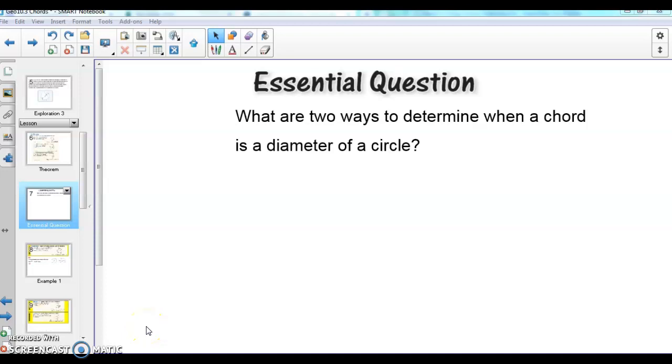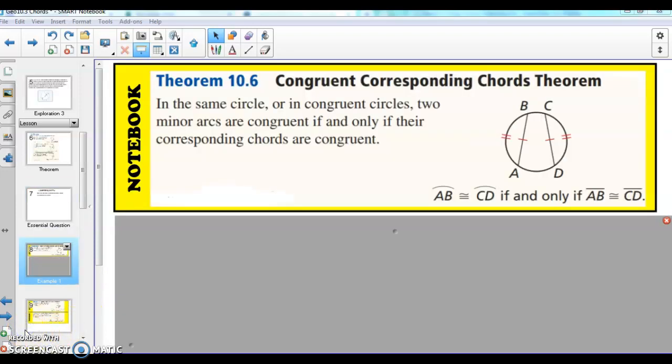In this screencast, we will look at the properties of chords drawn in a circle or in two congruent circles. Our goal is to answer the question, what are two ways to determine when a chord is the diameter of a circle? The first theorem is called the congruent corresponding chords theorem.